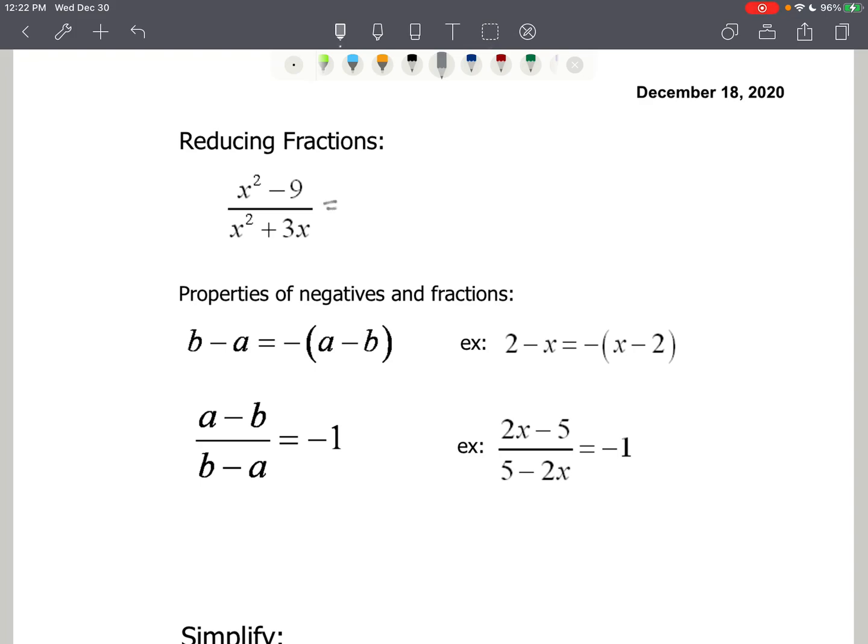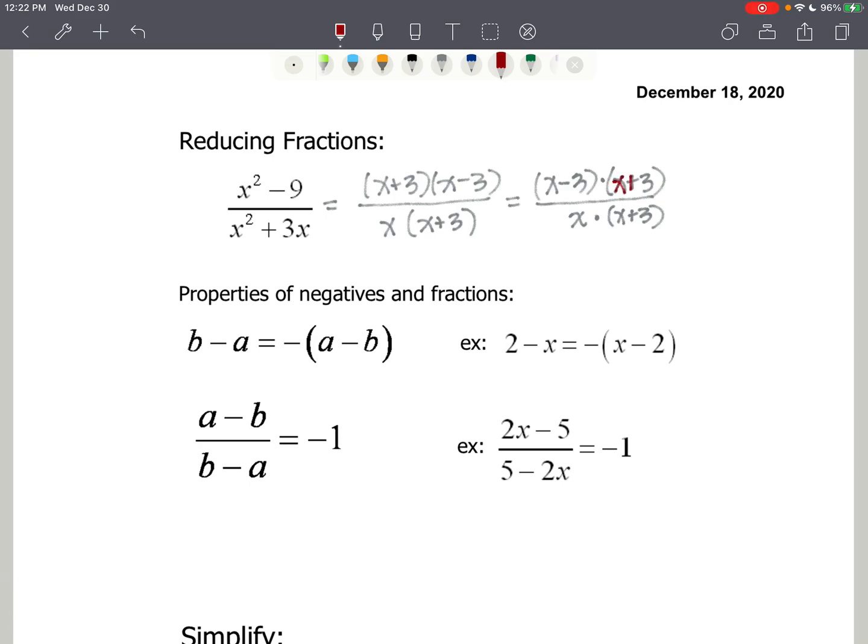We know that x squared minus 9 is x plus 3 times x minus 3. And we know that the denominator has a greatest common factor of x, giving us factors of x and x plus 3. Now, because these are all common factors, I'm going to rewrite this so that you can see x minus 3, x plus 3. I just reversed the order, and then x times x plus 3.